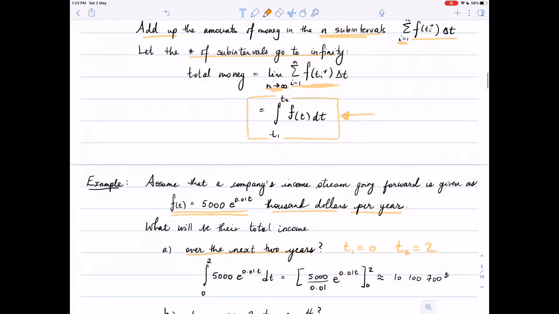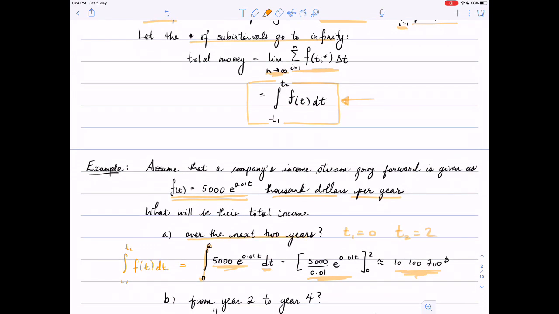So it is the integral from t1 to t2 of f of t dt. And that is equal to the integral from 0 to 2 of f of t dt. A simple u substitution will give you the antiderivative, top minus bottom, and you'll get an answer of $10,100,700 in the 2-year time interval.